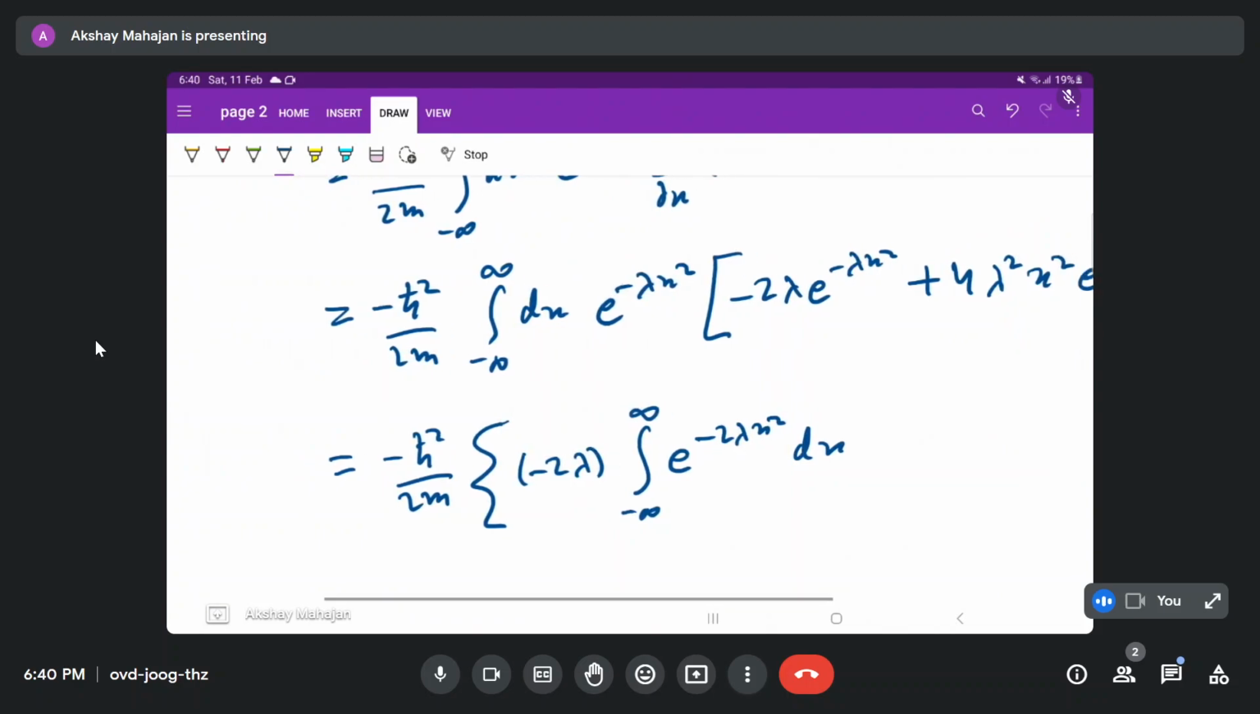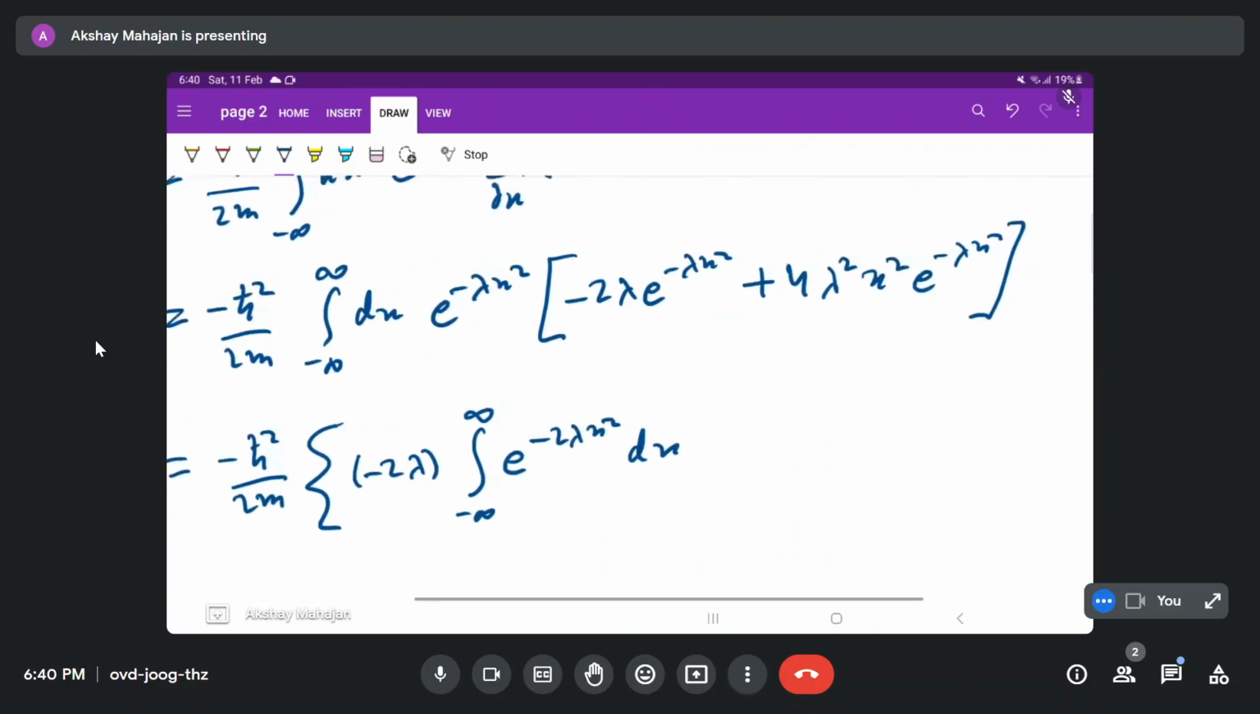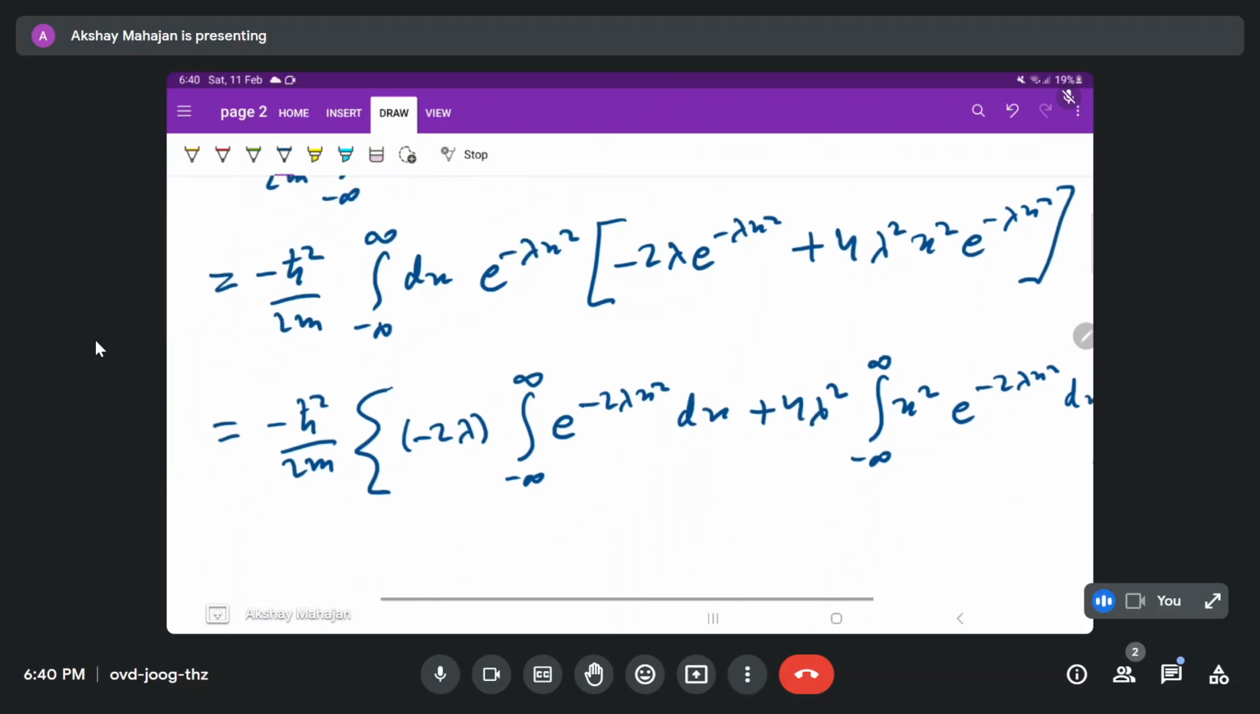So we have minus 2 lambda, integral from minus infinity to infinity of e to the minus 2 lambda x square dx, and from here we get 4 lambda square to come out. We have integration from minus infinity to infinity x square, again e to the minus 2 lambda x square dx. Right. So again we have some big integrals.